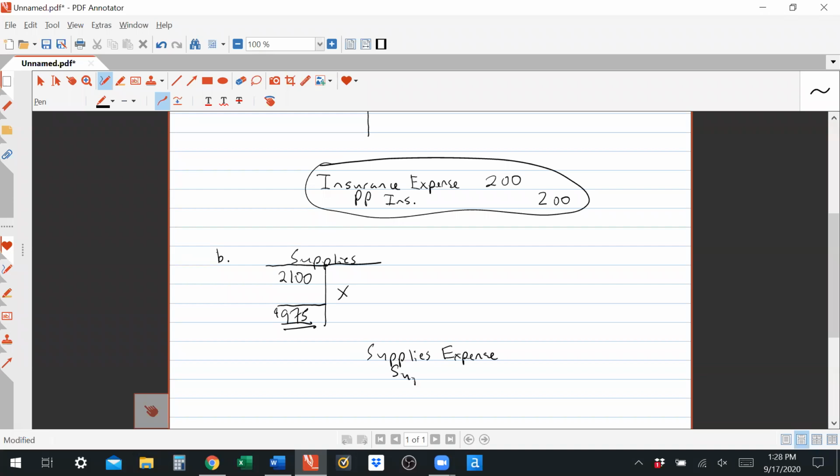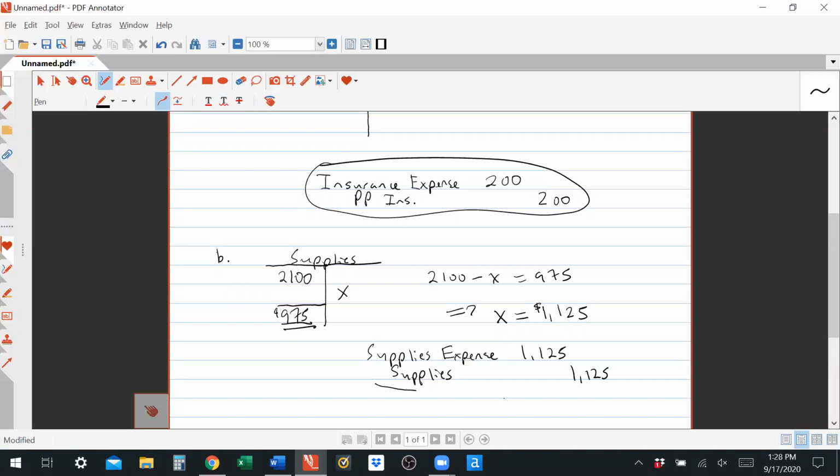Credit supplies. What's the dollar value of the supplies that we've used? We have to solve for it. So 2,100 minus X equals 975. So that implies that X equals, what is that? $1,125, it looks like. So 1,125.